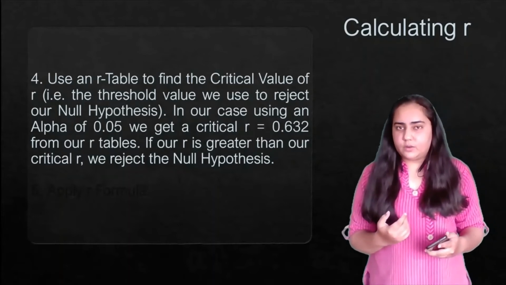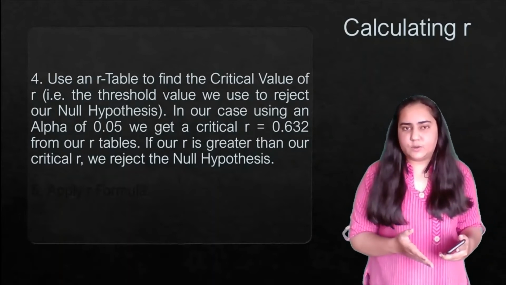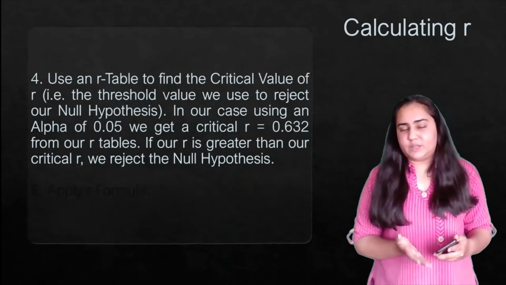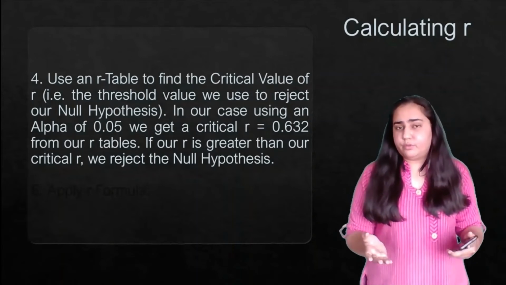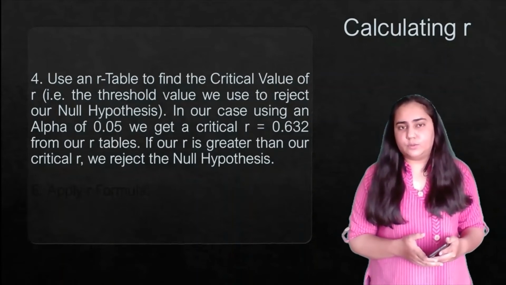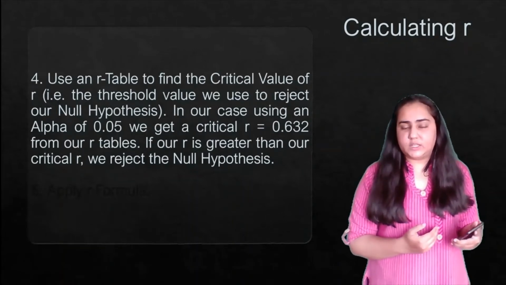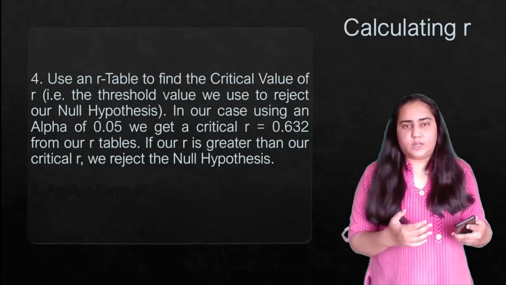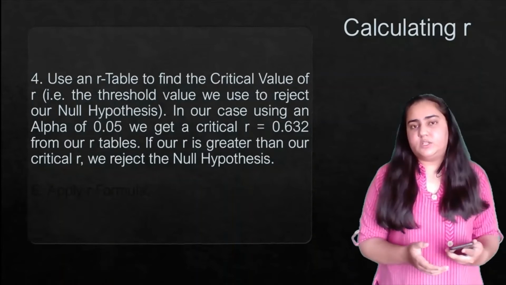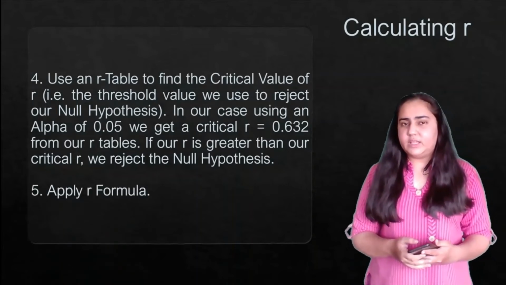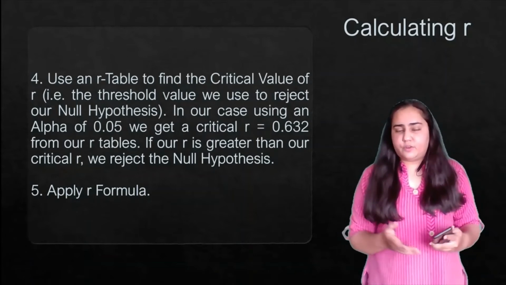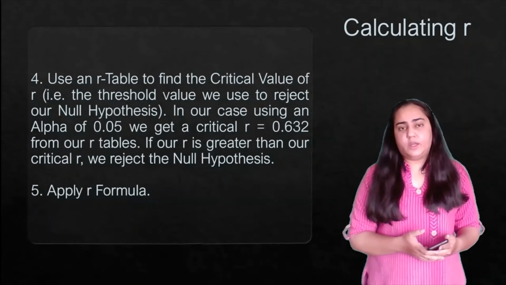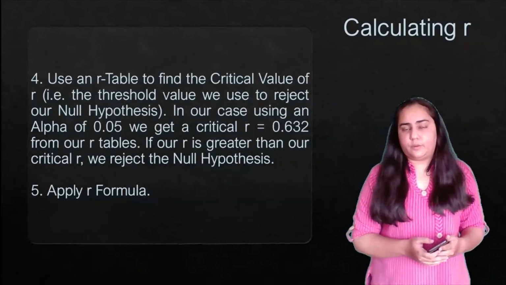Now, if our R, which means our Pearson's correlation coefficient, is greater than the critical R, then we reject the null hypothesis. But if it is lesser, then we accept the null hypothesis. So that's what we do. And obviously, when we reject the null hypothesis, it means that we are actually agreeing, or rather proving, the alternative hypothesis. And the last step is to apply the formula of R, which I showed you earlier. So make all those calculations, put the values in the formula of R, and find the actual value of R.